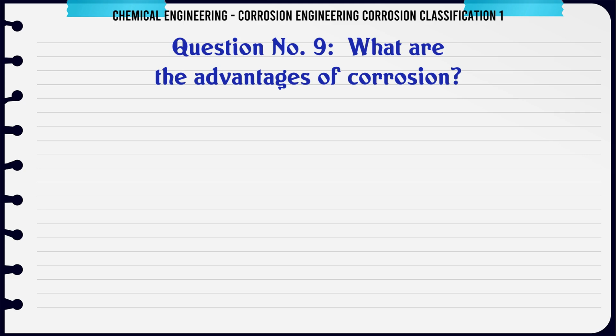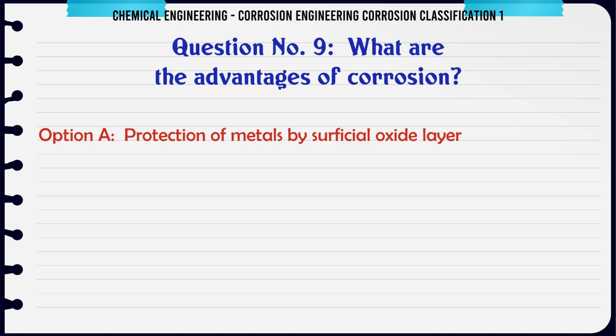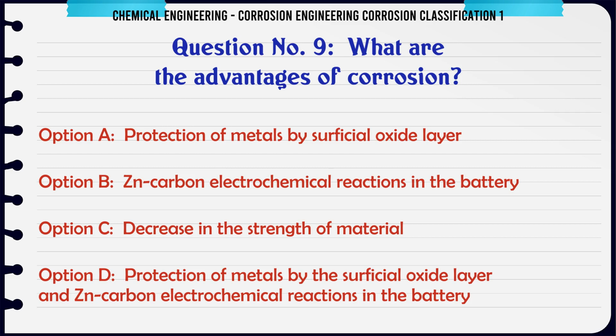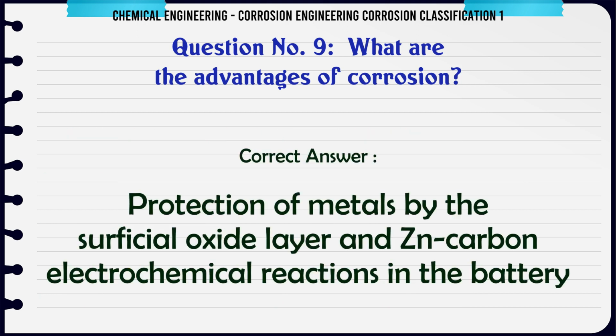What are the advantages of corrosion? A. Protection of metals by surficial oxide layer. B. Zn carbon electrochemical reactions in the battery. C. Decrease in the strength of material. D. Protection of metals by the surficial oxide layer and Zn carbon electrochemical reactions in the battery. The correct answer is protection of metals by the surficial oxide layer and Zn carbon electrochemical reactions in the battery.